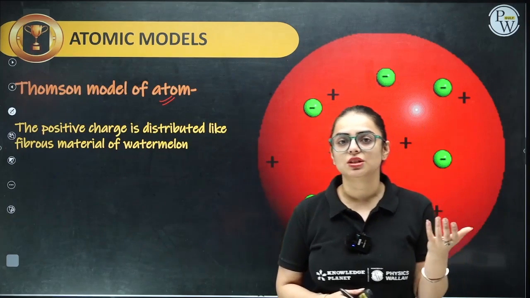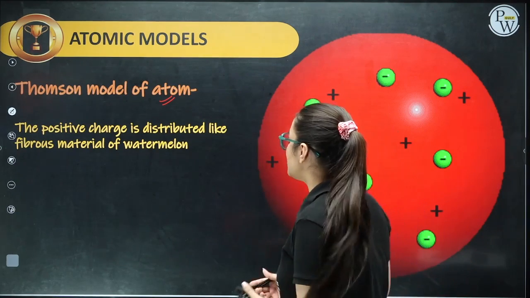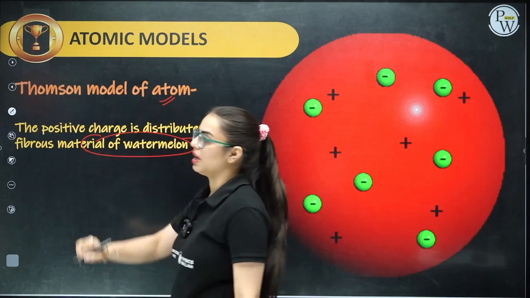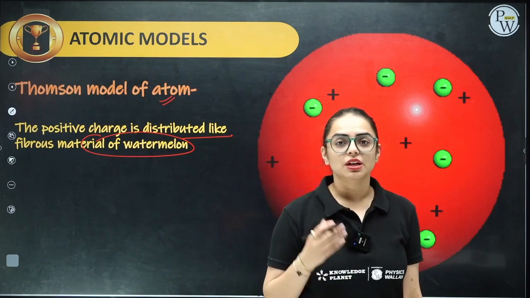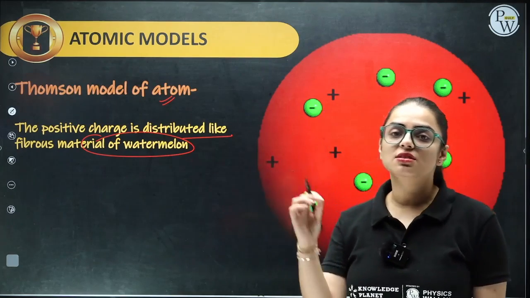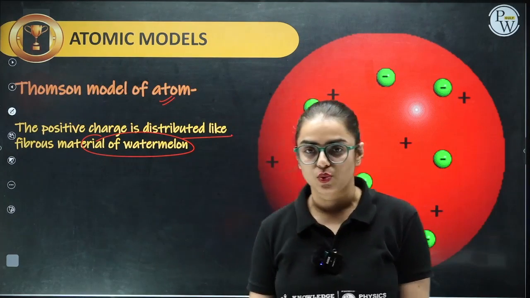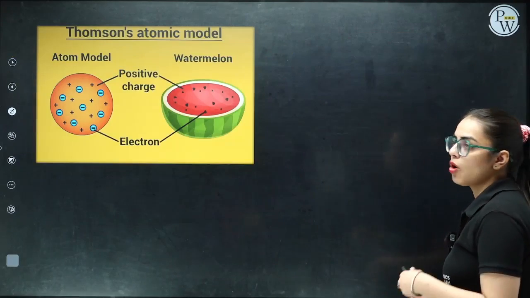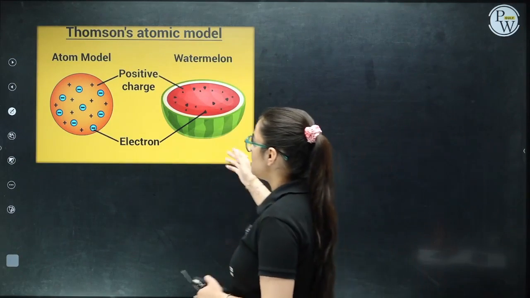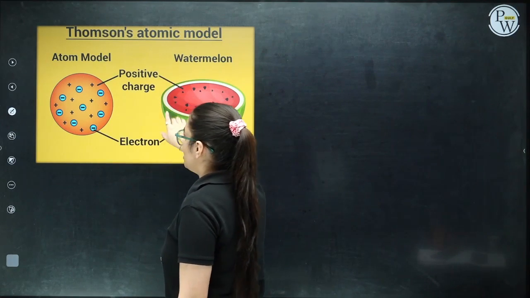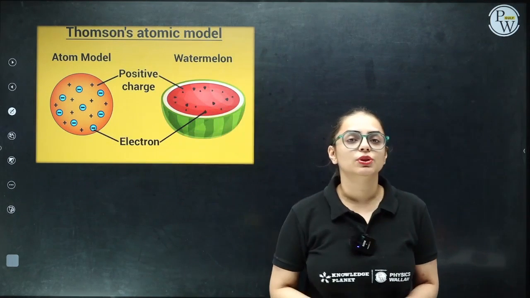So this was the representation which Thompson did. Thompson said that the positive charge is distributed like the fibrous material of a watermelon, that electrons are just like seeds in the watermelon, and the red part is the positive charge distributed all around. So this was the key concept that Thompson told, that he compared it to a watermelon. Here you can clearly see this is the positive charge and electrons are basically the seeds. So he's comparing the atomic model with the watermelon.